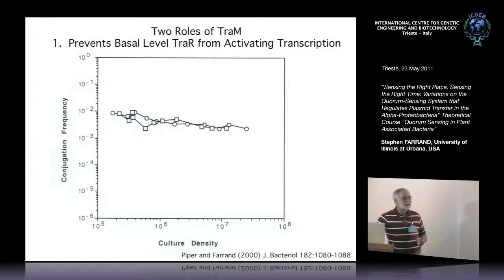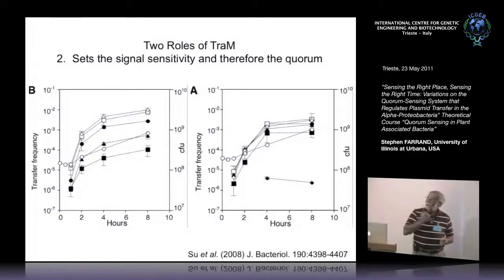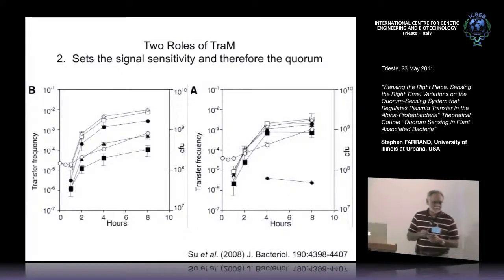Okay, so that's the first job. It prevents premature conjugation. The second thing it does is it sets the signal sensitivity, and this is what you were getting at. It sets the signal sensitivity, and therefore it establishes the quorum.